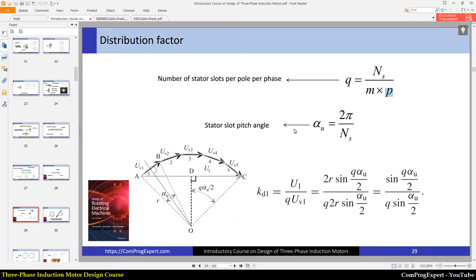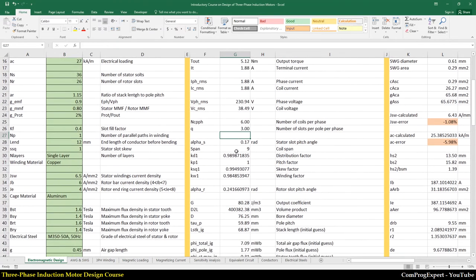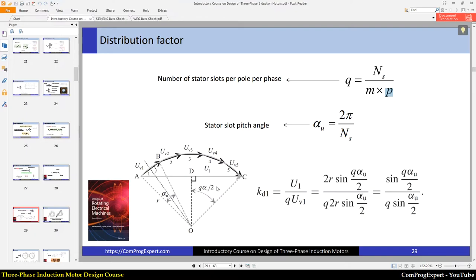And also we have another parameter, that is the stator slot pitch angle alpha s, that is equal to 2 pi divided by Ns, right? I calculated alpha s here, the stator slot pitch angle here in radians. So this is the definition of the distribution factor KD1. This is for the fundamental harmonic. For higher harmonics, you can use the same equation.